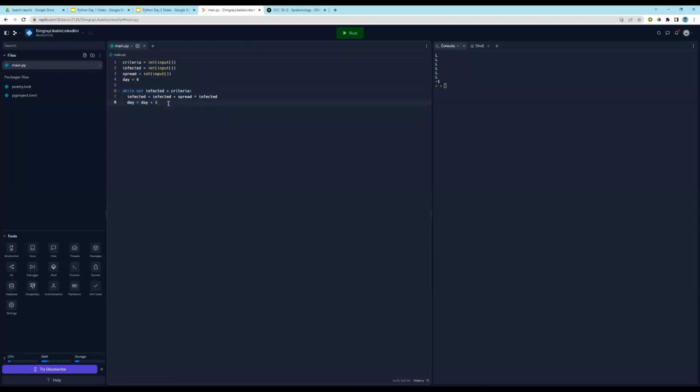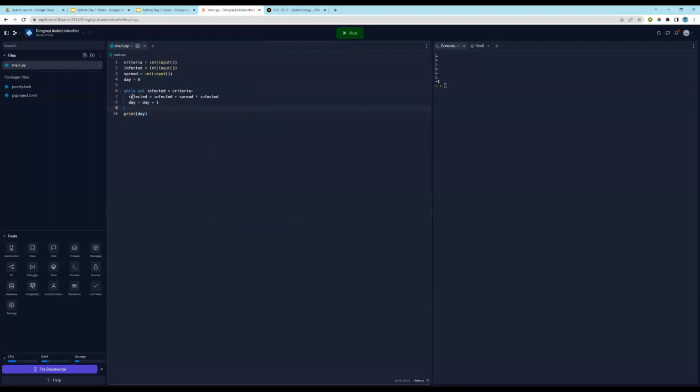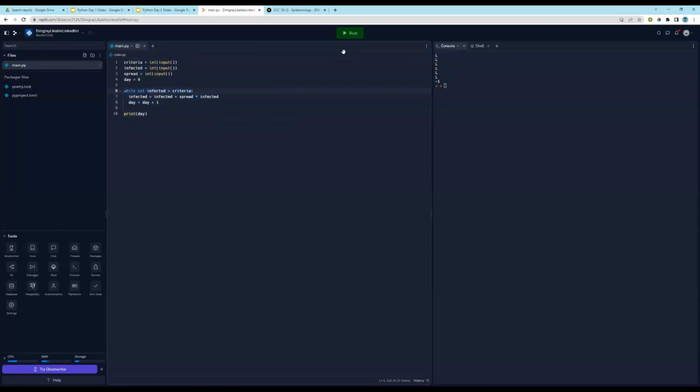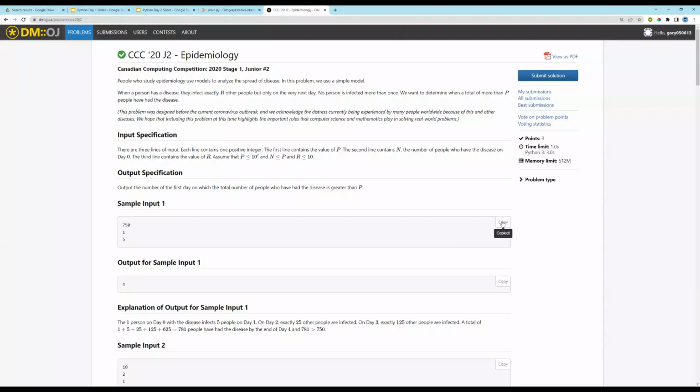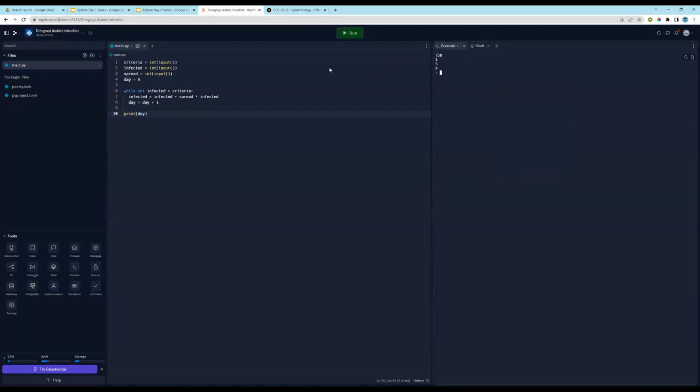And lastly, we just have to print out the answer, because when this while loop breaks is when we will have more people who are infected than the criteria. That means by that time, our day will be the correct answer. So we input this problem, we get 4, which is correct, and then we copy this one to get 5.